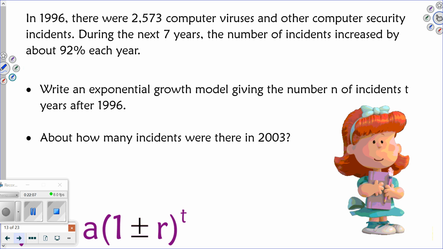All right. In 1996, there were 2,573 computer viruses and other computer security incidents. During the next 7 years, the number of incidents increased by about 92% each year. I have a lot of you tech people in here. That's insane, right? 92% increase in viruses and whatnot. Write an exponential growth model giving the number n of incidents t years after 1996, and then about how many incidents were there in 2003.